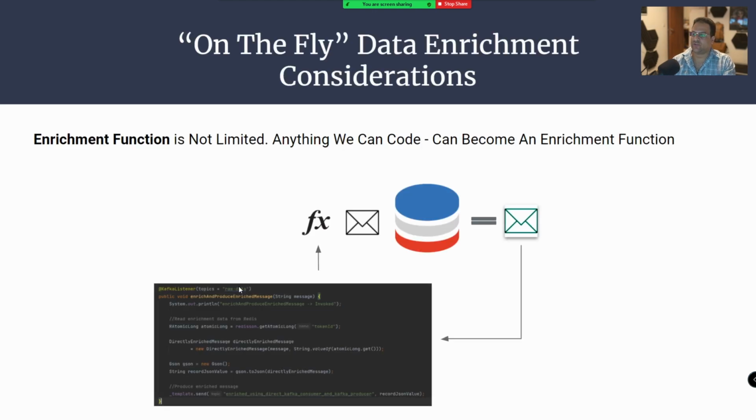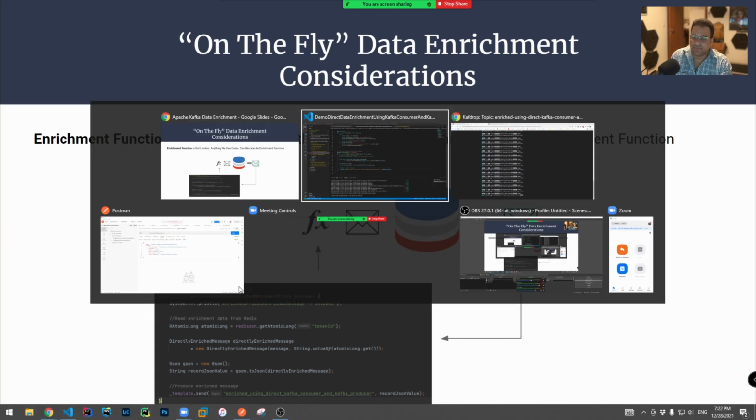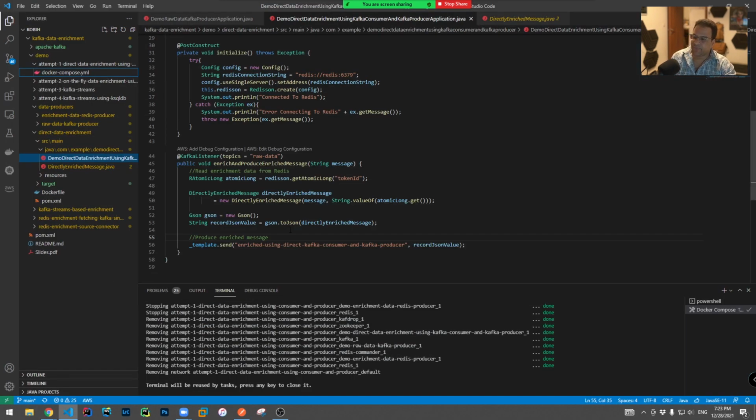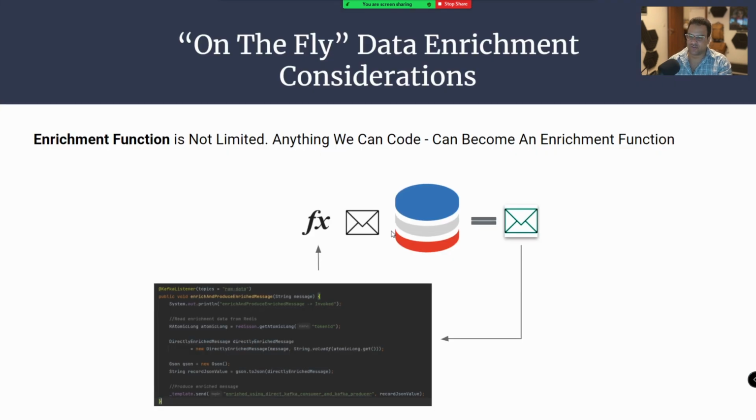Let's talk about what we saw. On-the-fly data enrichment considerations: the enrichment function is not limited. Anything we can code can become an enrichment function. If I wanted to read the value of the token ID and multiply it by 2 divided by 4, I can do whatever I want. I could fetch a URI and count the HTTP links in it. The enrichment function is not limited at all.